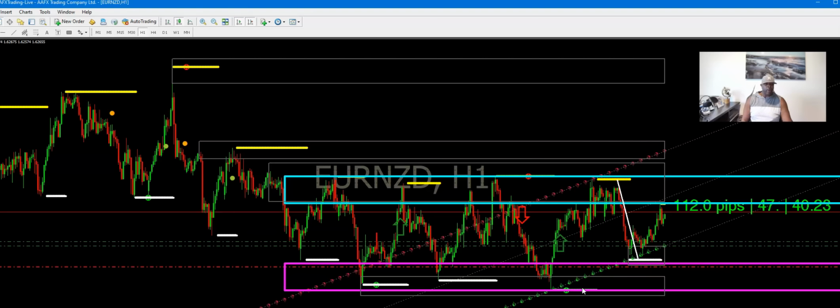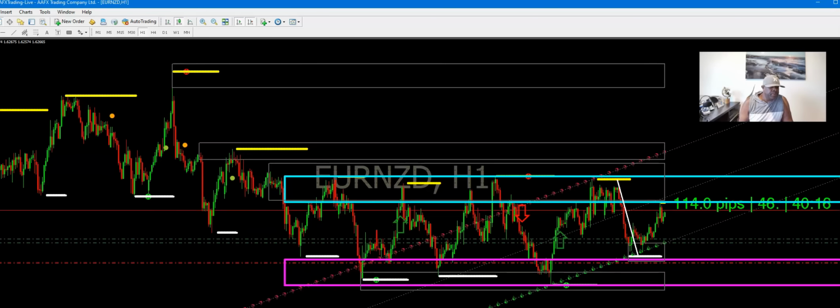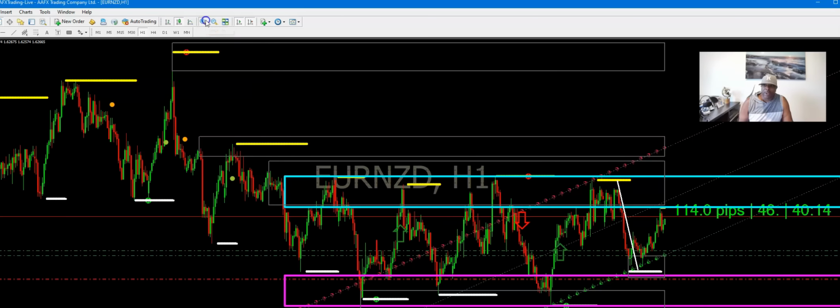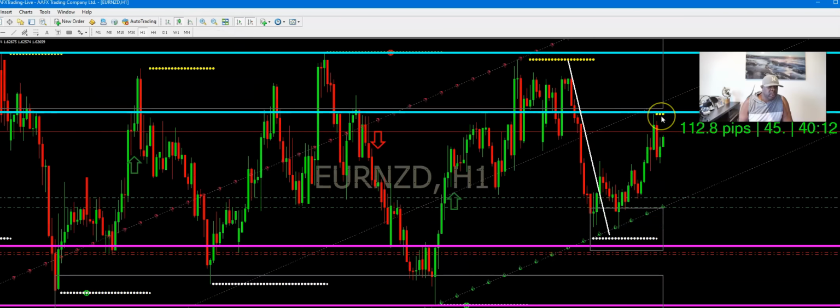Clear. Now, what am I going to do with this trade? Why am I going to start trimming profits? Well, what do you see here? Let's expand this. See that little yellow? What happened here when it was bumping up against there and couldn't get past it?